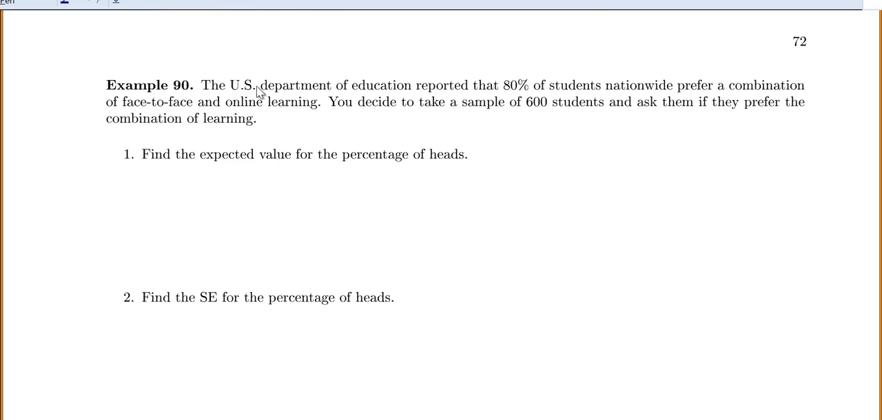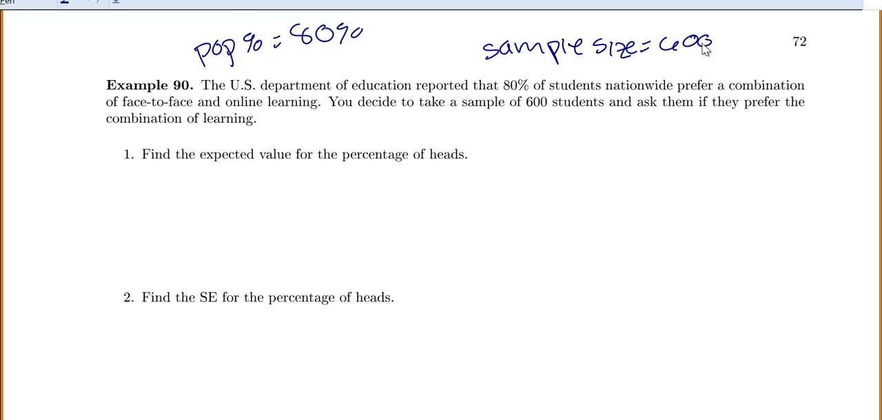Okay, whereas example 90, so let's go through and make sure that we can pick out which chapter it comes from. The Department of Education reports that 80% of students nationwide, without even reading the rest of it, that sounds like that would have to be a population percentage if it's nationwide, right? And so this would be my population percentage equals 80%. And then we decide to take a sample of 600 students and ask them, so I have my sample size equals 600.